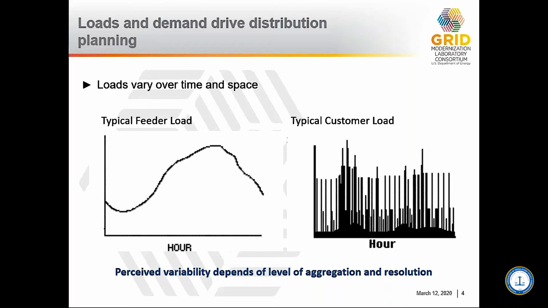And so when you begin to aggregate multiple customers together, the spikes of one customer may fit into the gaps of another customer's demand. And as you move further up the system, from an individual home to, for example, a distribution transformer to a feeder, you begin to see a more continuous shape. The perceived variability depends on the level of aggregation, but it also depends on the resolution. Are you looking at the load at an hour level, or every half an hour, every 15 minutes, every second? These loads, which vary in time and space, drive our planning activity. Next slide, please.